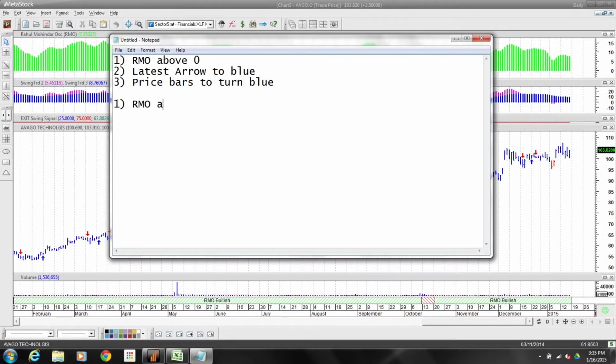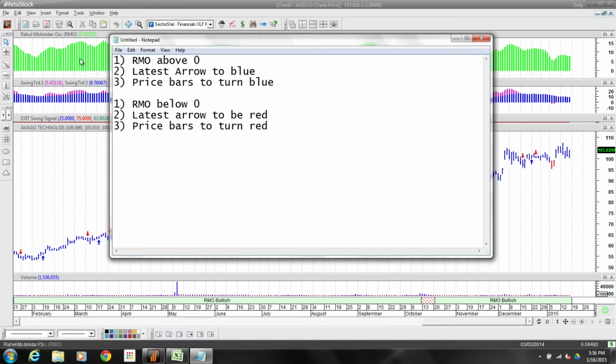Now, if I was going short, I would do the same thing, except the opposite way. I'd go RMO below 0, latest arrow to be red, and then price bars to turn red. Okay, so when those things go into alignment, that's a short or an exit signal.